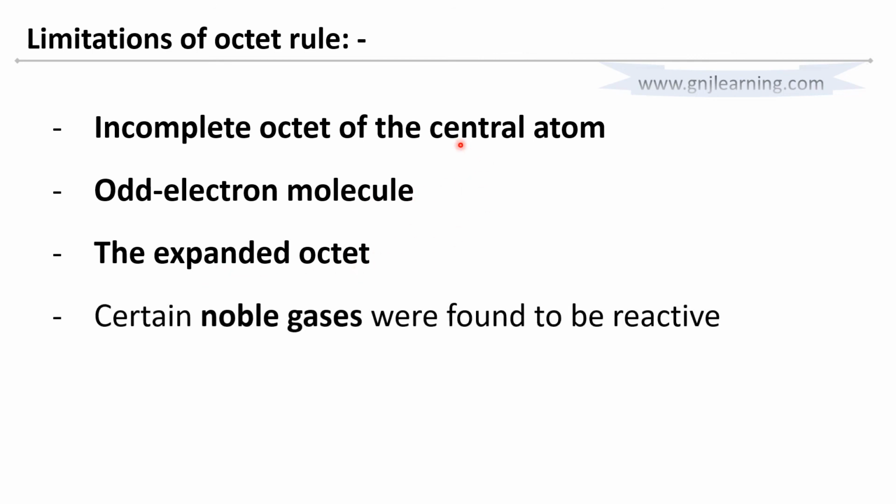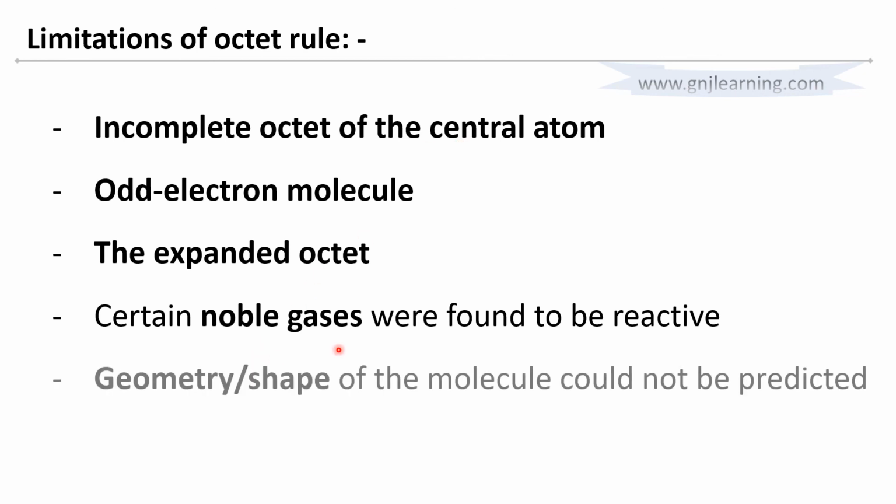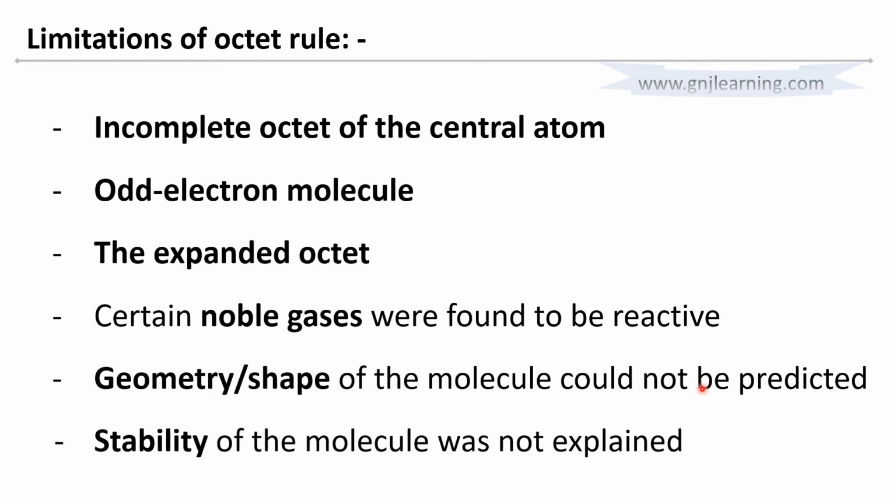And finally, the last 3: noble gases were shown to be reactive, which we saw. Then the geometry of the molecule could not be predicted. And finally, the stability of the molecules was not explained. Why are certain compounds stable, why are certain ones not stable? Clear? So this is about the limitations of the octet rule.